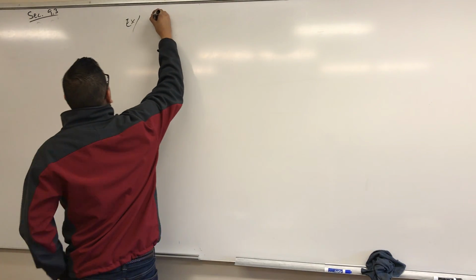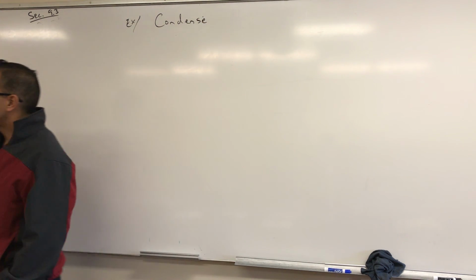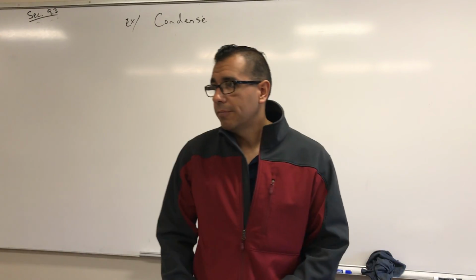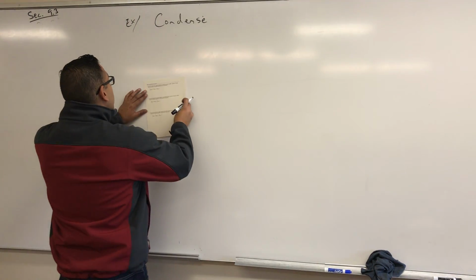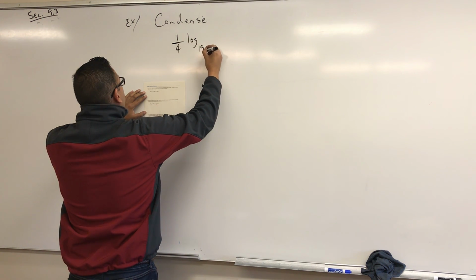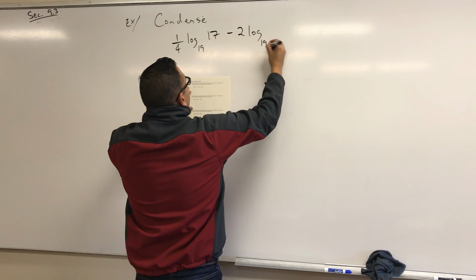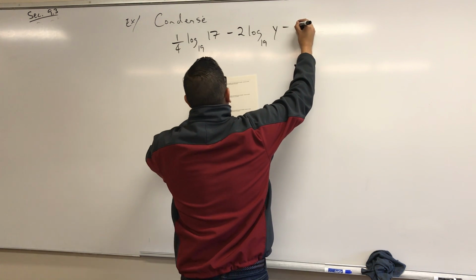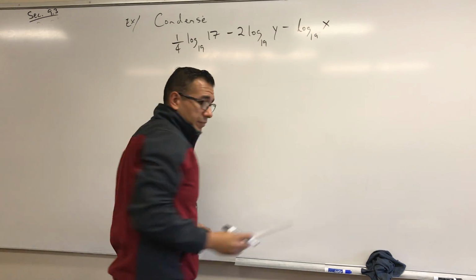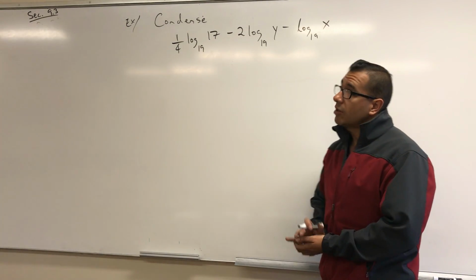All right. So now what we're going to do is I call this condensing logs. So we're going to condense these logs. So we're going to have multiple logs, and our goal is you want to write these as one single log. That's going to be the goal for these. All right. So let's look at this first problem. 1/4 log base 19 of 17 minus 2 log base 19 of y minus log base 19 of x. All right. So we'll actually end with this example. So make sure you ask questions if you get stuck.